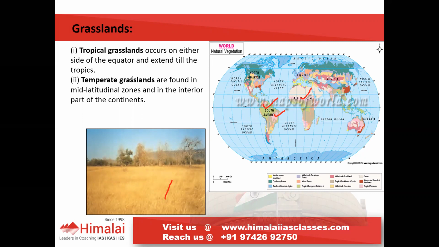Coming to the temperate grasslands, they are found in mid-latitude zones and in the interior part of the continents. And what are the famous temperate grasslands? North American prairies, Argentina's pampas, then African velds, Australian downs, New Zealand's Canterbury. Then in Central Asia and Russia, it is the steppes. And these grasses are short and nutritious.